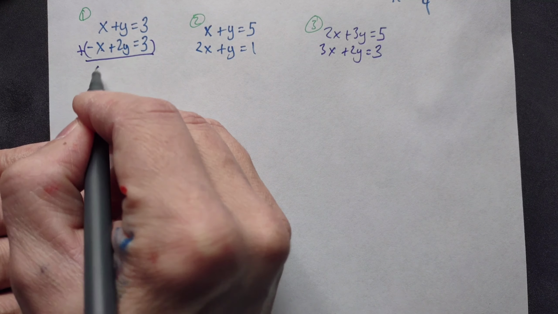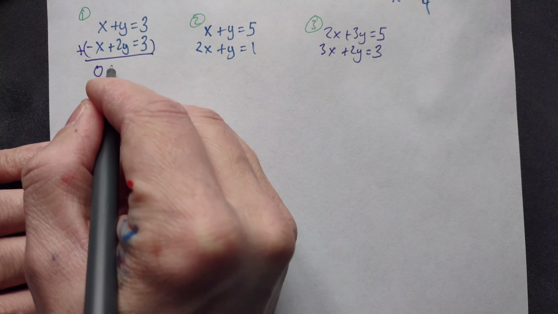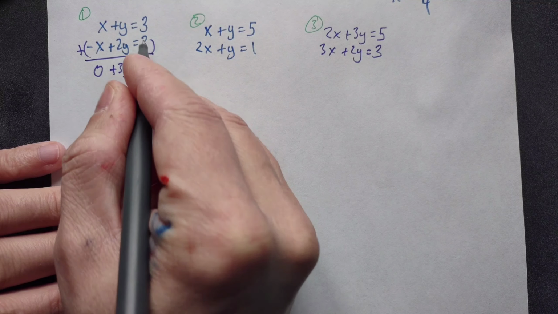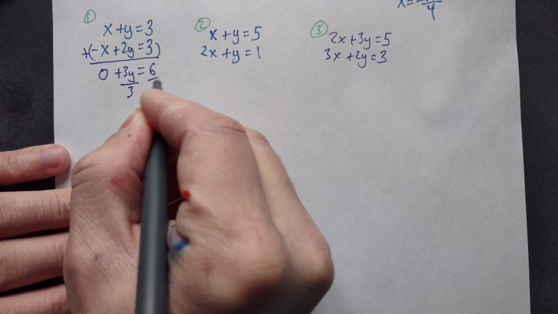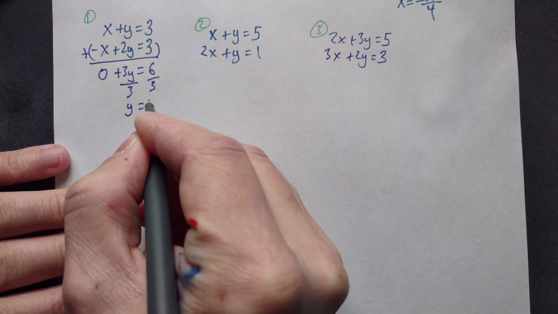So x with negative x is 0. 1y plus 2y is going to give you a 3y. And then 3 plus 3 will give you a 6 in this position. Now divide by 3 and divide by 3. Therefore, y is equal to positive 2.